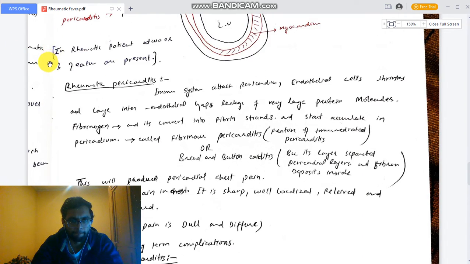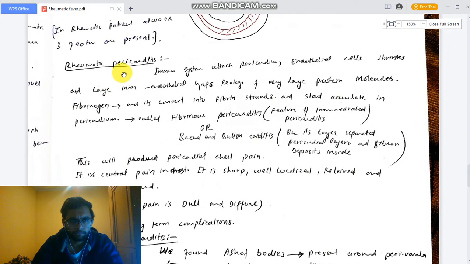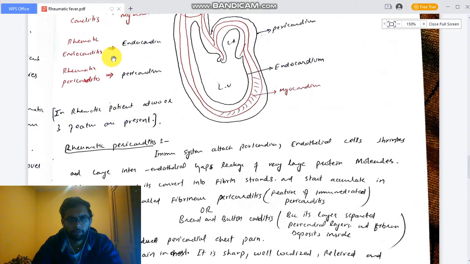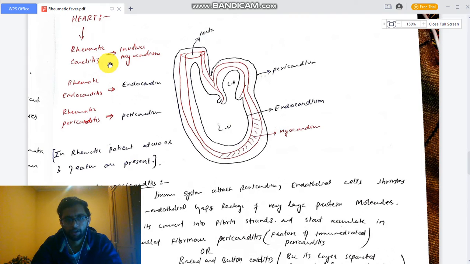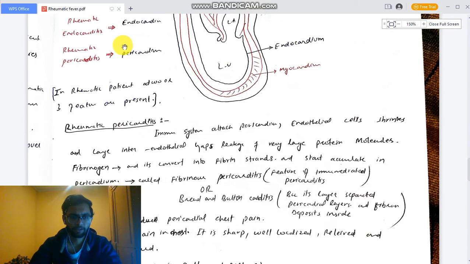So in a rheumatic patient, two or three features are present. For example, if the patient has rheumatic fever and you have to diagnose whether there is rheumatic heart disease or not, there must be endocarditis with myocarditis or endocarditis with pericarditis. Of the three, at least two features will be present in a rheumatic heart disease patient.